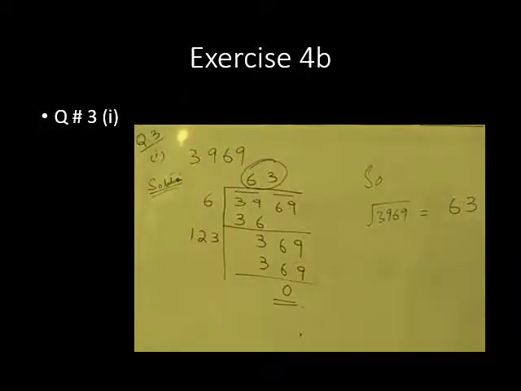Now here is the start of exercise 4b. 4b, question number 3, derive the positive square roots. The positive square roots which we found in exercise 4a, here we will find these square roots by the division method.